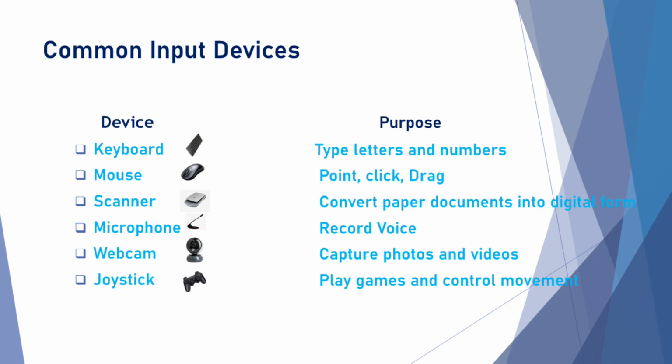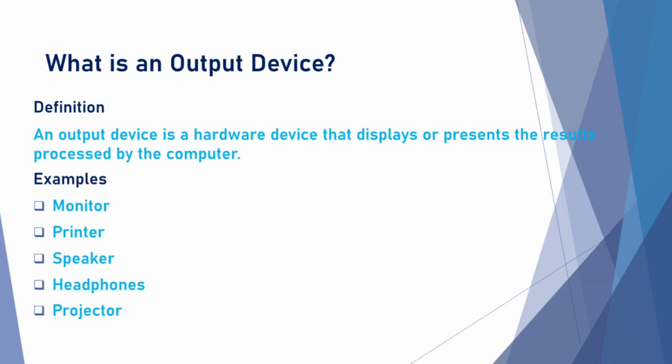A joystick is mainly used in gaming because it provides better control while playing. Okay, so each of these devices sends information to the computer, so they are all called the input devices, right? So now let us see what are the output devices. Okay, what is an output device and what are all the output devices?